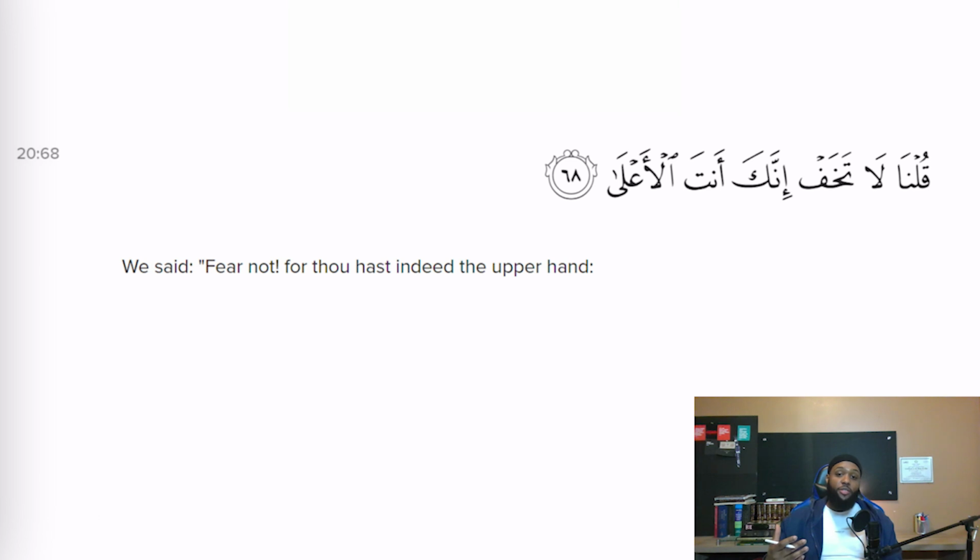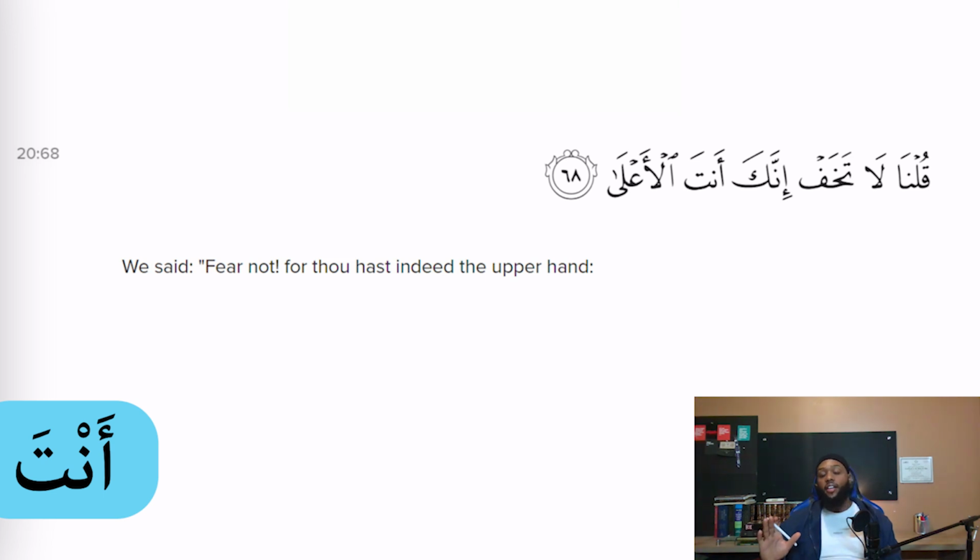And then we move on to anta. Anta meaning you in the masculine form. Allah mentioning to us here, qulna, right? We said, la takhaf, don't fear. Innaka, harf nasb, inna, right? Connected to this kaf here. And this kaf is the attached pronoun form of anta. Indeed, you, anta. We see here again in its detached form. Indeed, you, comma, you. Anta, you will most definitely be triumphant. So we see it in both the attached and detached form.